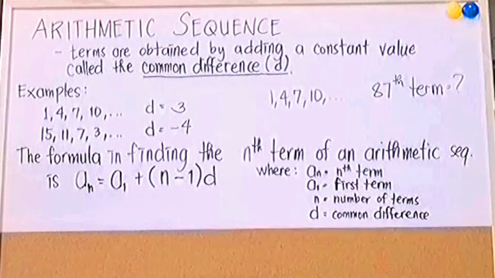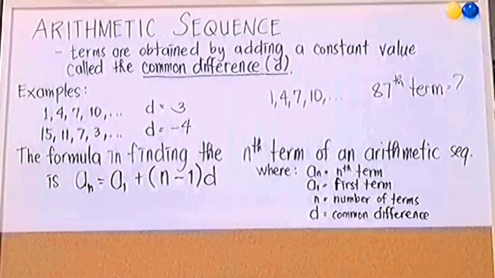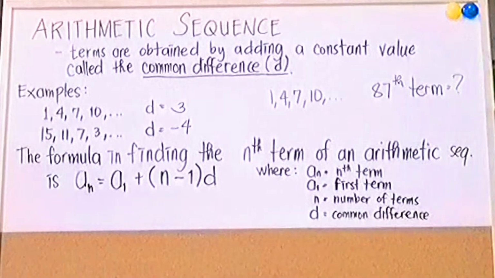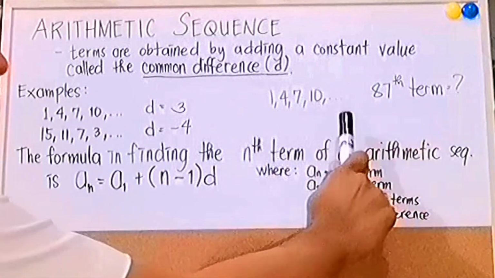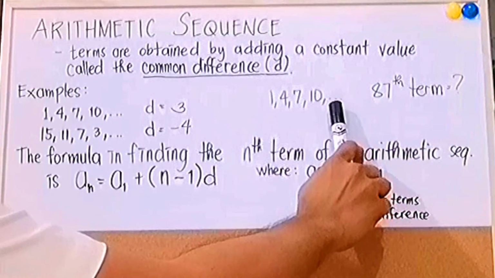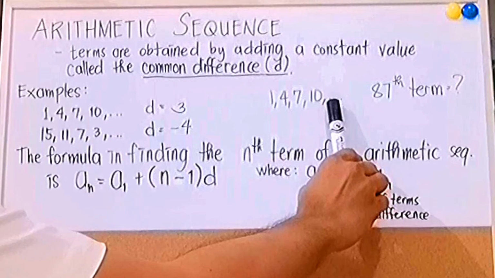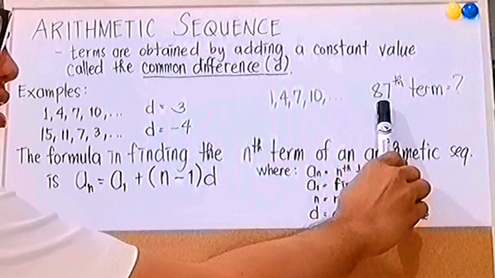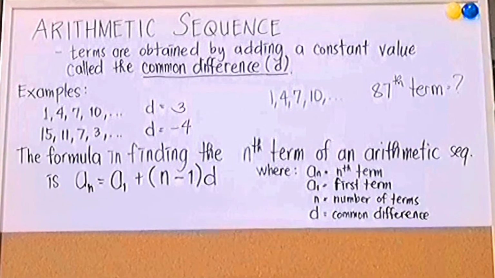Okay, let's continue. If we have this sequence again, 1, 4, 7, 10, and so on, and I'm going to ask you, what is the 87th term? To answer that one, we can simply do basic addition. So we can continue the sequence by adding the constant value, which is the common difference 3. So the next term is 13, next is 16, 19, and so on and so forth. By doing that process, it could consume a lot of time.